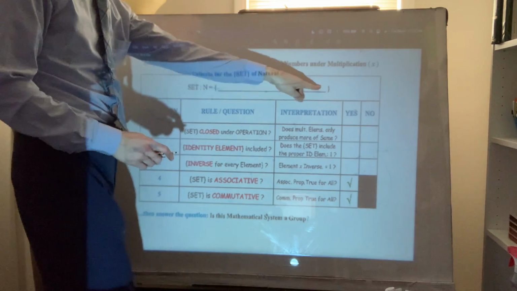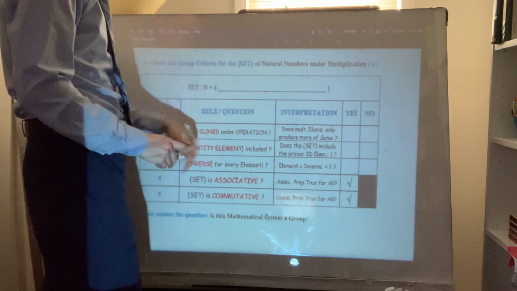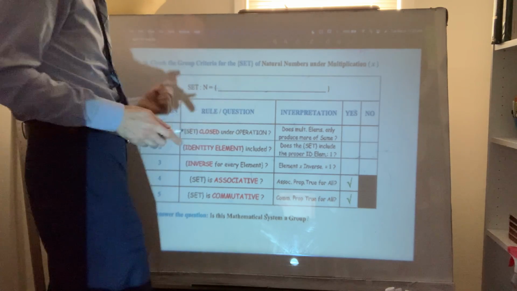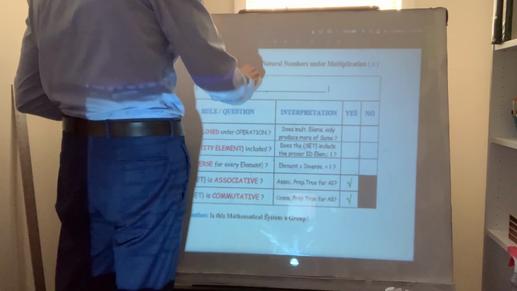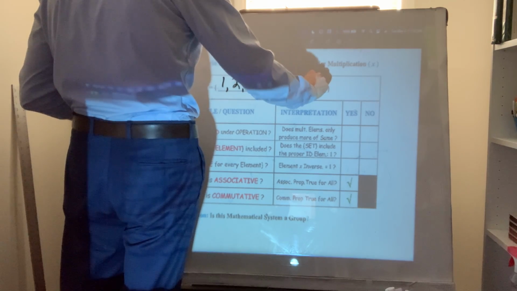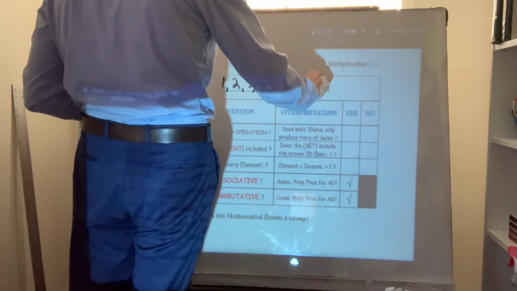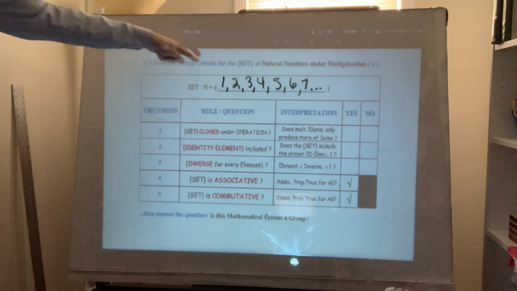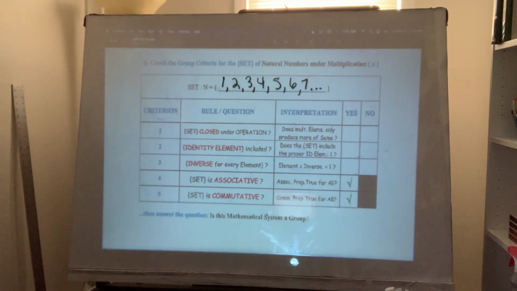Let me start by expanding this set. The natural numbers are the counting numbers that you could count on your hand. So it starts with 1. You can't obviously write all of them, but you could put in a few and then put some ellipses to indicate that it progresses as such: 1, 2, 3, 4, 5, 6, 7 into infinity. The whole numbers, but not including 0.